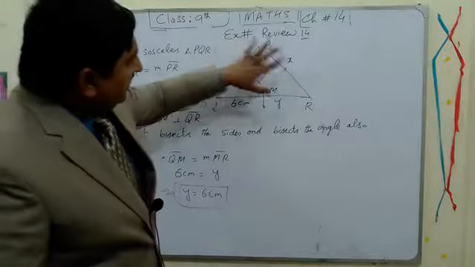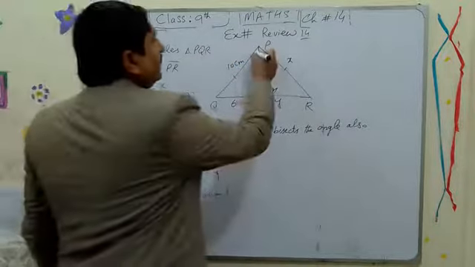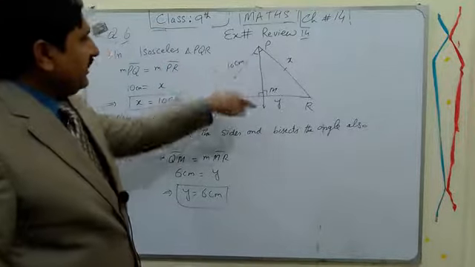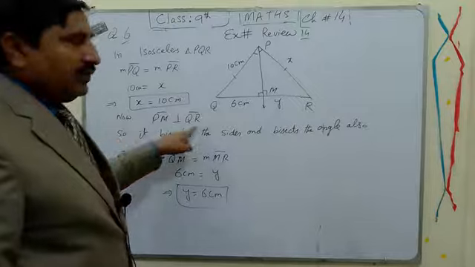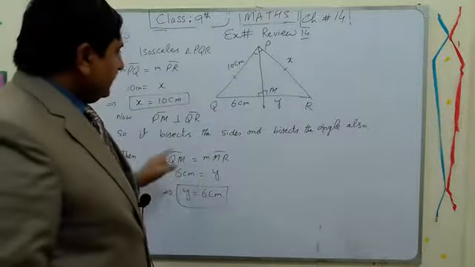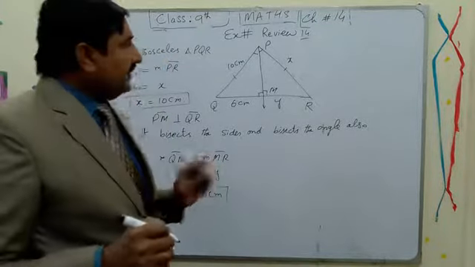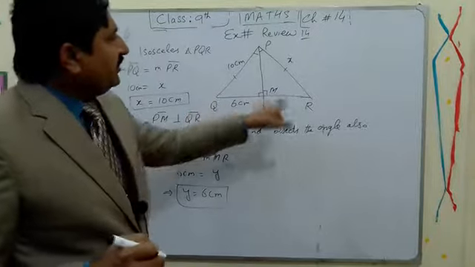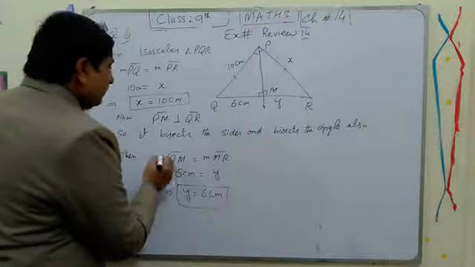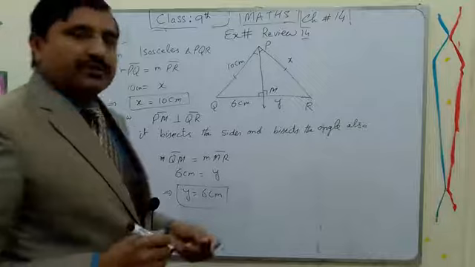Now since it is an isosceles triangle, the figure shows that PM is perpendicular. This angle is 90, so PM is perpendicular to QR. Whenever a line is perpendicular to the third side in an isosceles triangle, it bisects the angle and also bisects the side. So QM must be equal to MR. We write that the measure of QM is equal to the measure of MR. It means that 6 cm is equal to y, and this implies that y is equal to 6 cm.